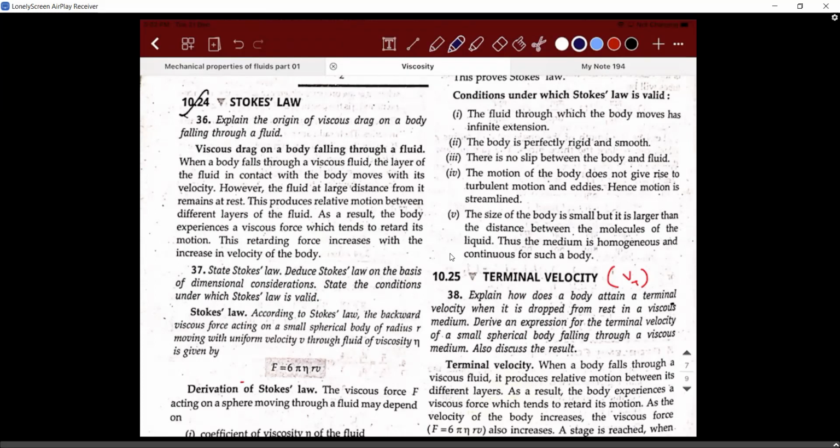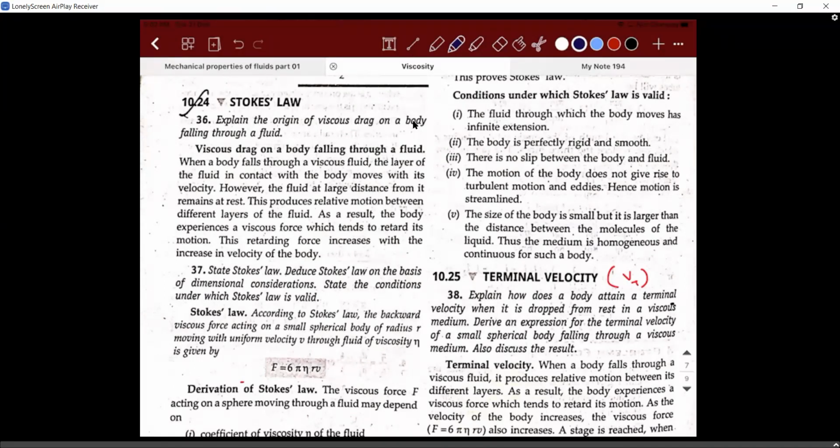It's a relative thing, but it will be at rest. It is going to move steadily, not very fast. It is going to fall very slowly. That is what happens. However, the fluid at a large distance from it will remain at rest.